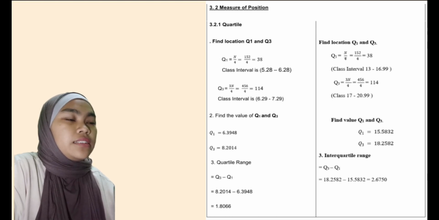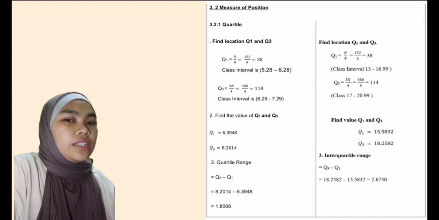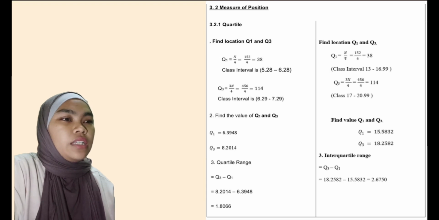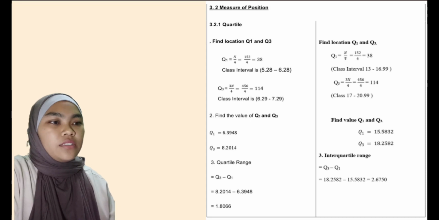Quarter 1 the calculation is 38 and quarter 3 the calculation is 114. So the value of quarter 1 is 15.5832 and quarter 3 is 18.2582. So the interquartile range is quarter 3 minus quarter 1: 18.2582 minus 15.5832. The calculation is 2.6750. So that's all from me.